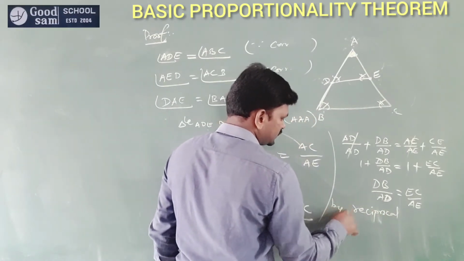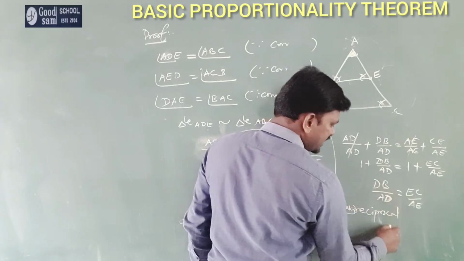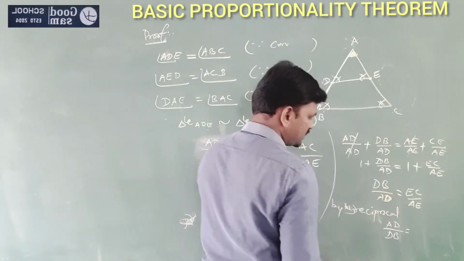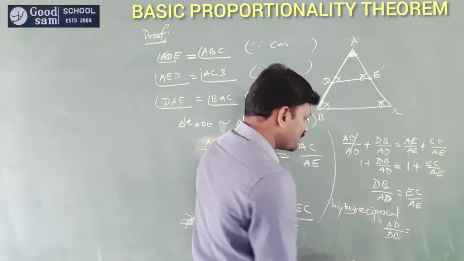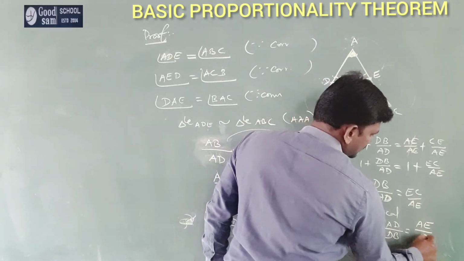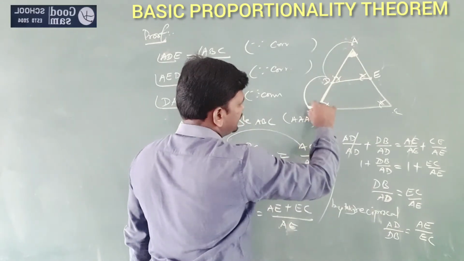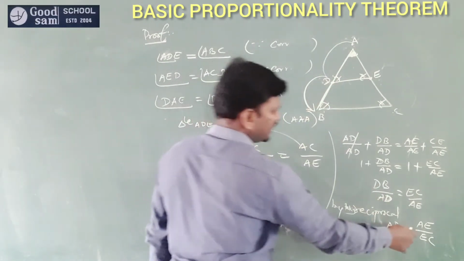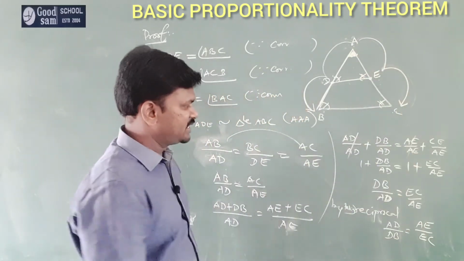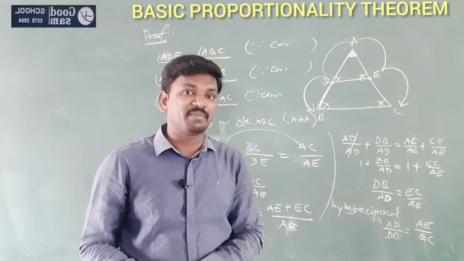By taking the reciprocal of DB by AD, we get AD by DB. Reciprocal means interchanging the numerator and denominator. Here AE by EC. So AD by DB equals AE by EC. Hence it is proved. This is the basic proportionality theorem, Thales' theorem.